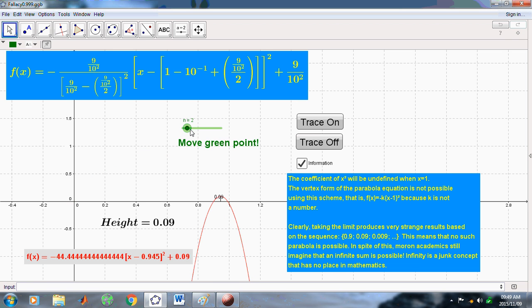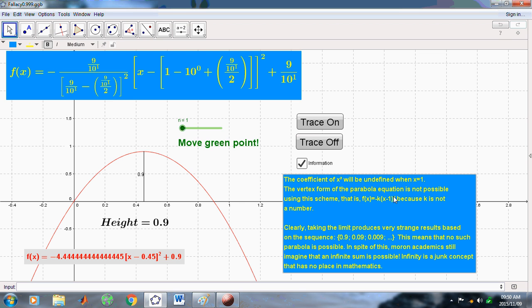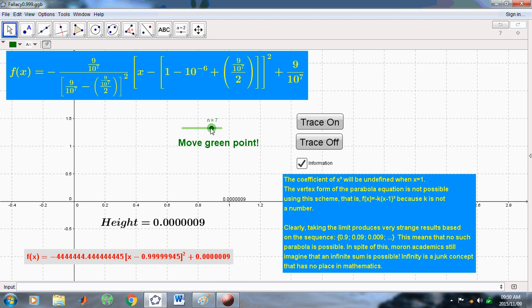What happens to that coefficient? Watch, it becomes very, very large, okay? And in fact, it becomes undefinable when x becomes 1. So the minute x becomes 1, we'll have this particular form of the parabola, where you've got f of x is equal to minus k times x minus 1 all squared, and k is no longer a number. So the point of this is that taking limits of this sequence here produces very strange results. Okay, the strange results imply that no parabola is possible when x is equal to 1, right?